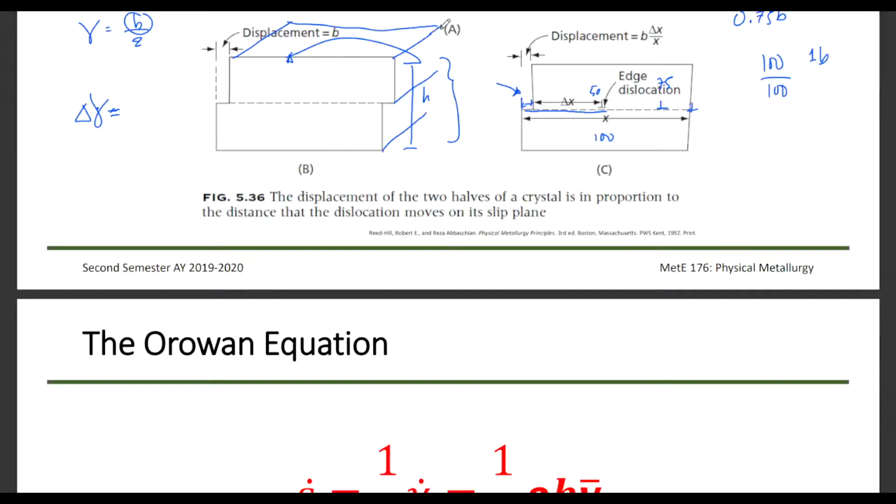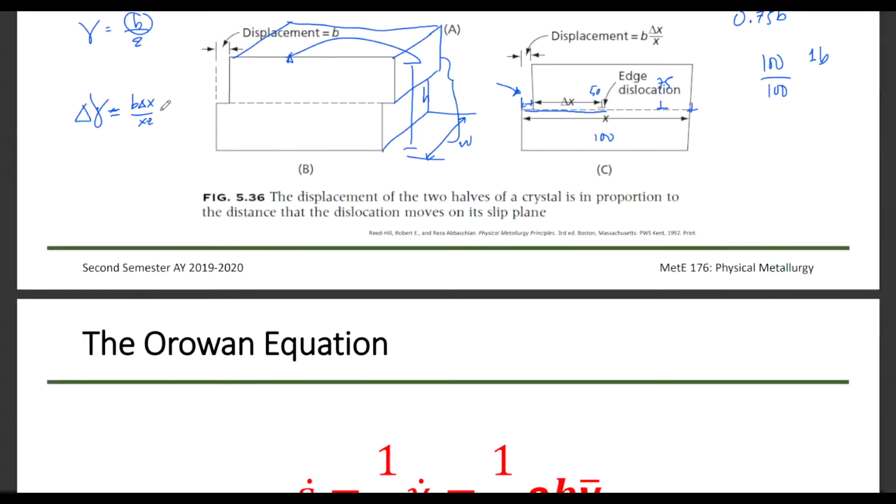Let's make it 3D, no? Mari ganyan siya. Ayan yung H. Ang width is this dimension right here. Okay? Yan yung width natin. Okay? So sabi natin if full displacement B over Z siya, so kung a proportion of the displacement lang, then dapat B delta X over X over Z.